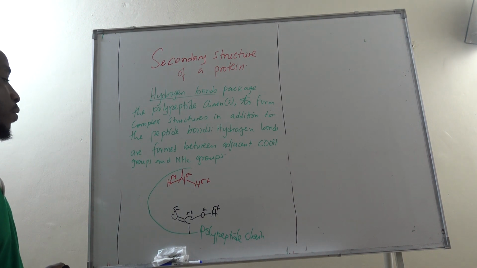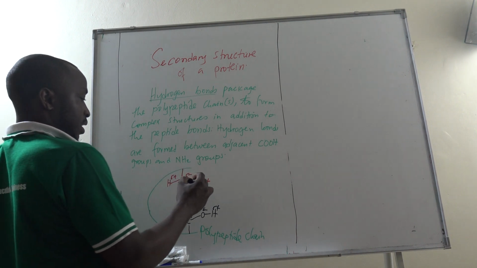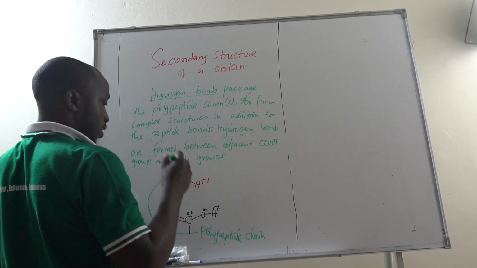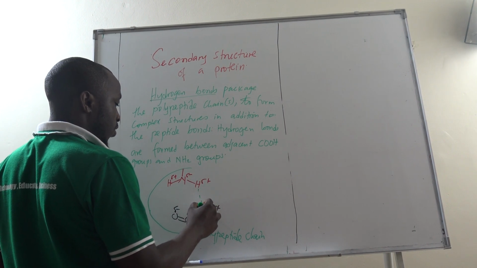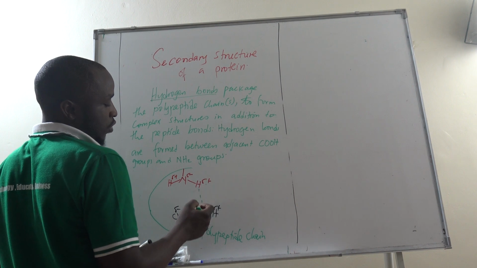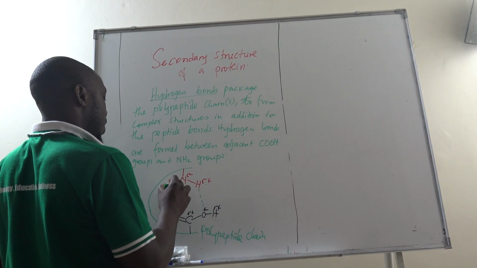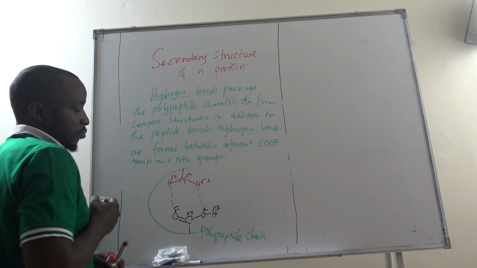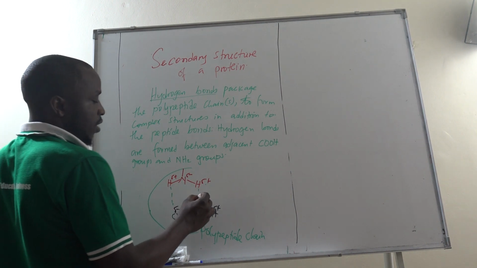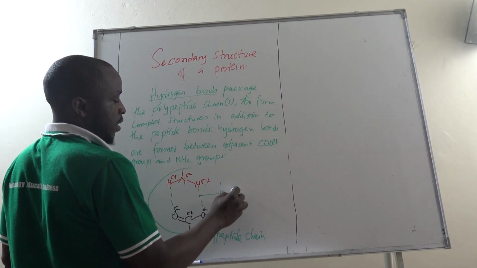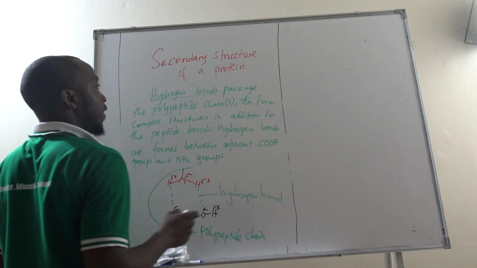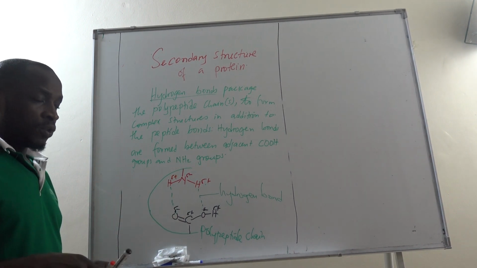Hydrogen bonds are going to be established, which we denote with dotted lines, between hydrogen, which is partial positive, and oxygen, which is partial negative. So this kind of packaging gives us a functional structure which we are calling the secondary structure of a protein.